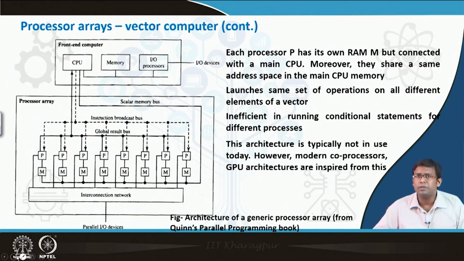This architecture is typically not in use today. However, some of the modern coprocessors like Intel's Xeon Phi or GPU architectures are inspired from this, in that there are also many processing units which take jobs from the instruction of a main CPU, and they do essentially similar work on different parts of the data.